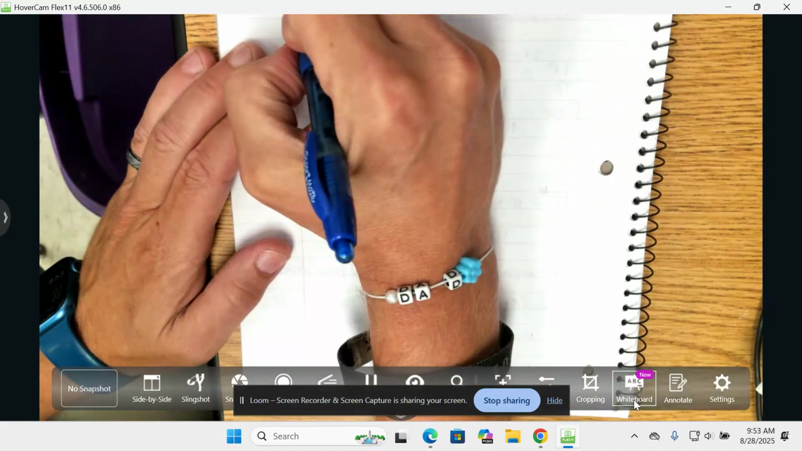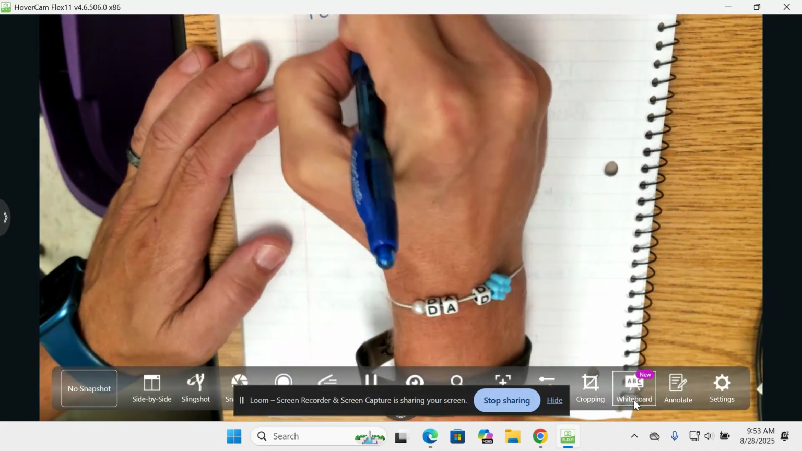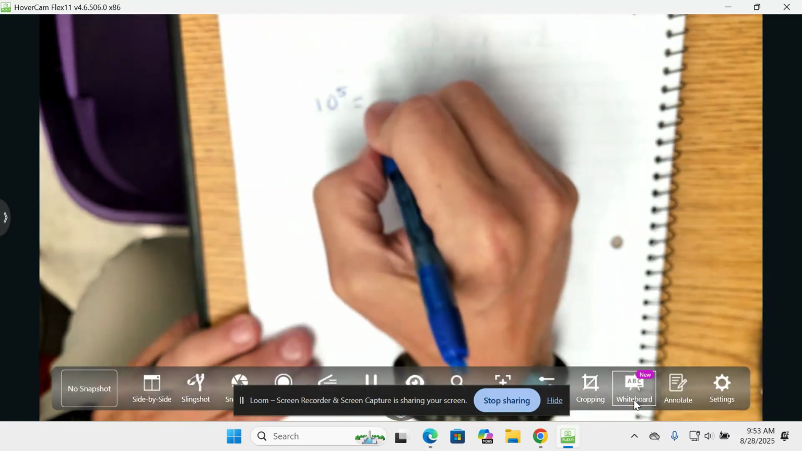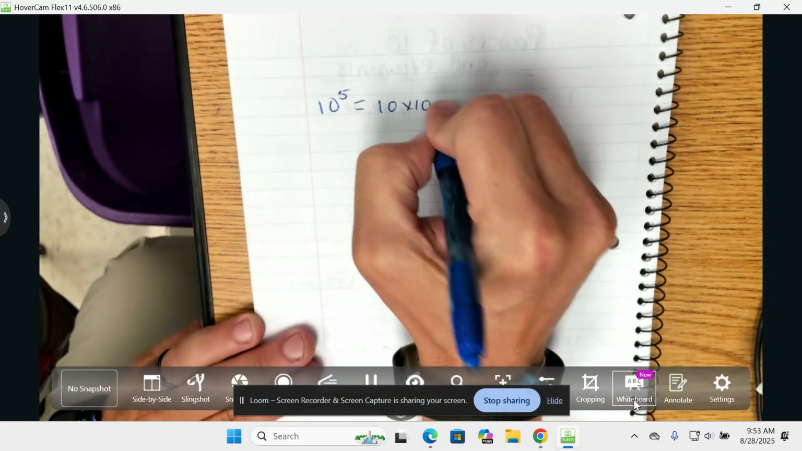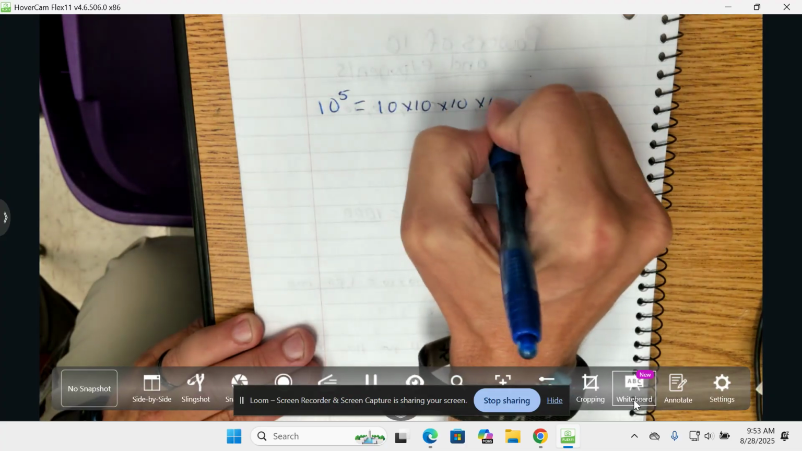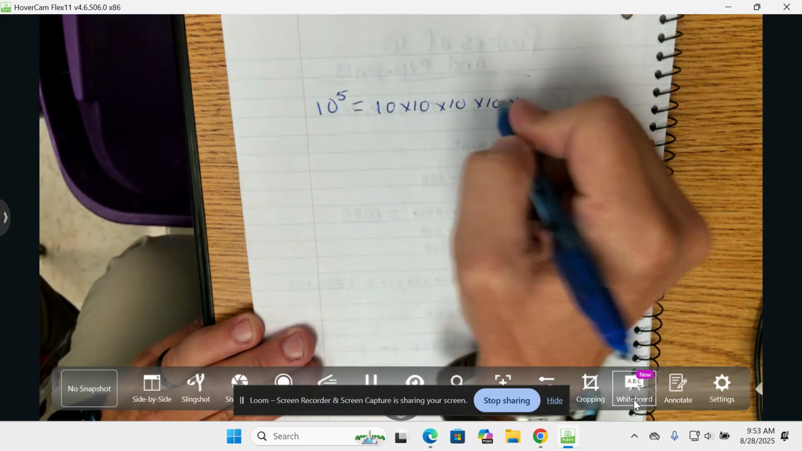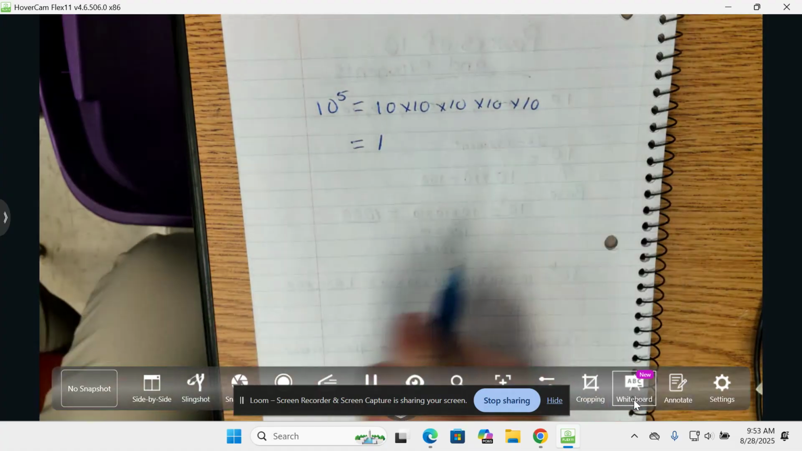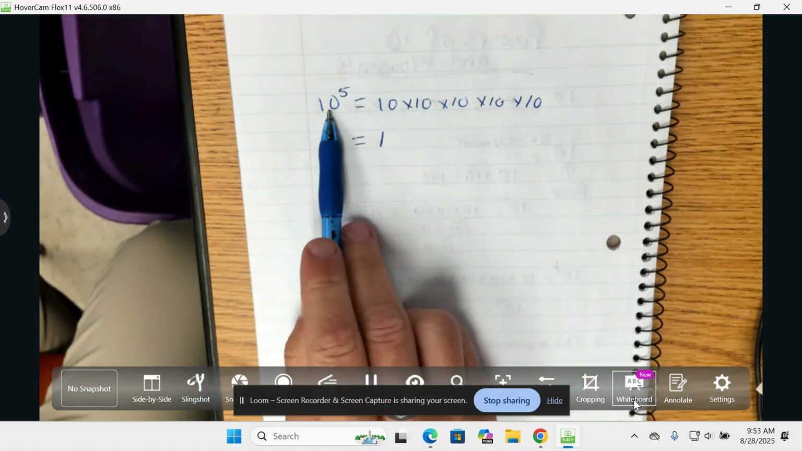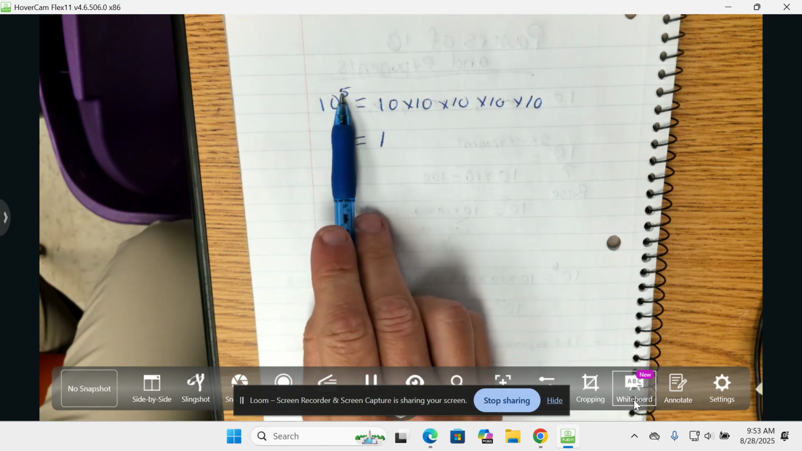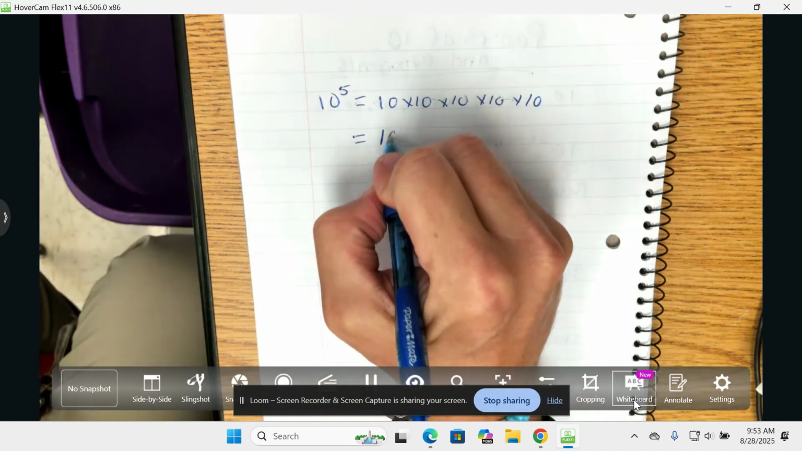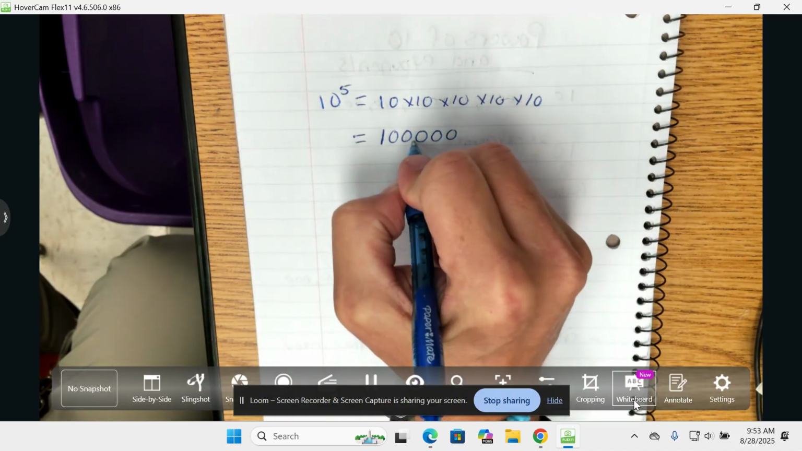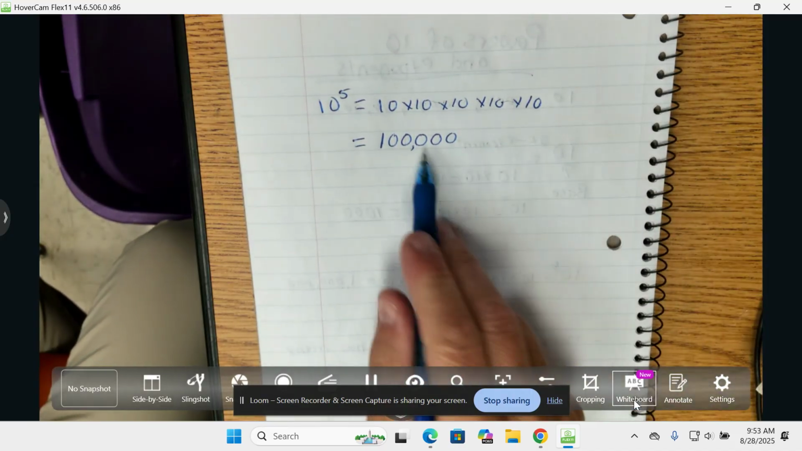So let's go and do 10 to the 5th power. Okay? So you can see it. Technically, that's written 10 times 10 times 10 times 10 times 10. But my answer would be a 1 with how many zeros? Well, look at the exponent. The exponent's a 5, so that tells me 5 zeros. 2, 3, 4, 5. Put your comma in. So this would be 100,000.